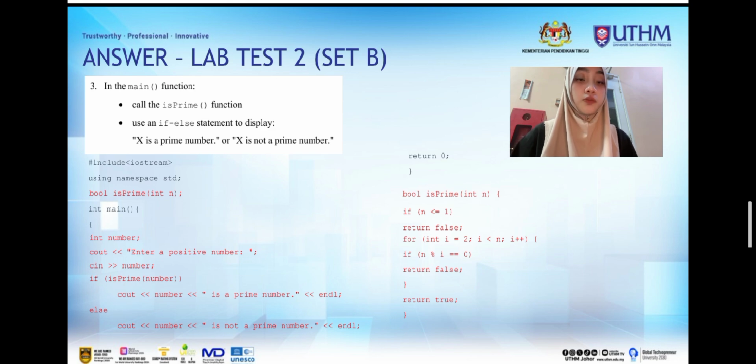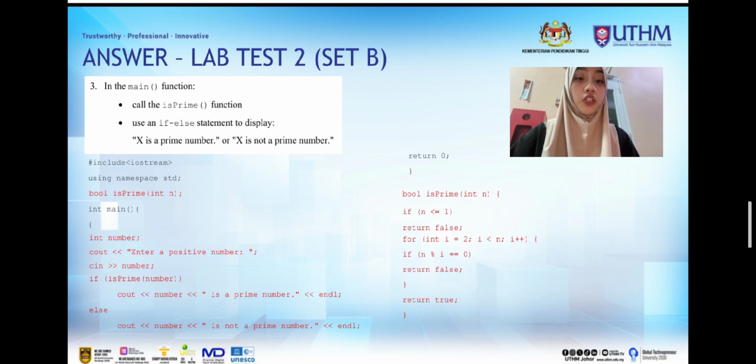Now I will explain about the isPrime() function. So the function definition is bool isPrime(int n), which means this function receives an integer value and determines whether the number is prime or not. The first condition checks if the number is less than or equal to 1. Numbers such as 0 and 1 are not prime numbers, so the function immediately returns false.